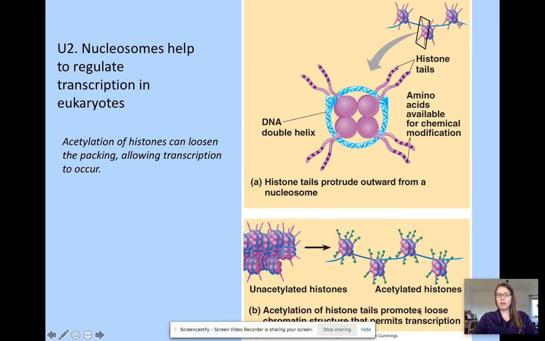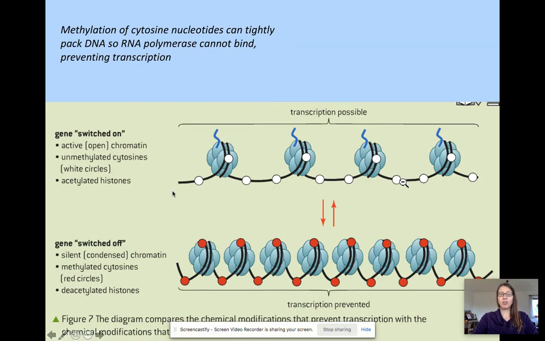So acetylation of histones actually promotes the loosening up of the chromatin structure, and it's going to allow transcription because now the regulatory proteins and the RNA polymerase can attach to the promoter region and get in there and start transcribing the gene. So acetylation actually can allow transcription to occur. Okay, it promotes transcription. There's another chemical modification, but this happens actually to cytosine nucleotides.